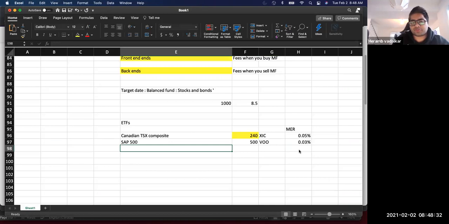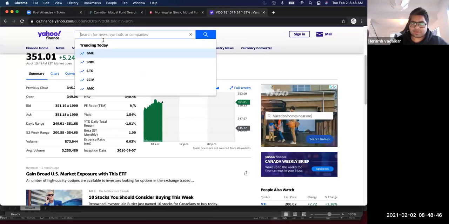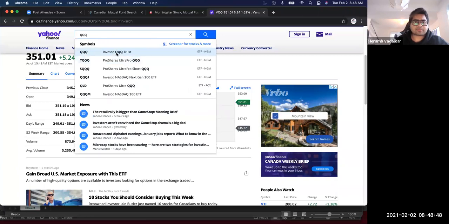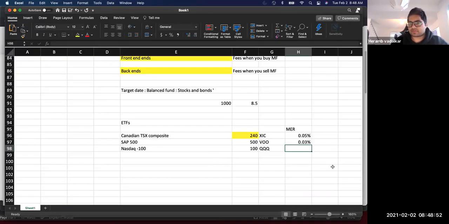If you want to invest in tech companies or the tech sector, generally people go for Nasdaq 100. That is a tech heavy ETF composed of 100 stocks. QQQ is famous. It's quite liquid in that spectrum. It has an MER of 0.2%.